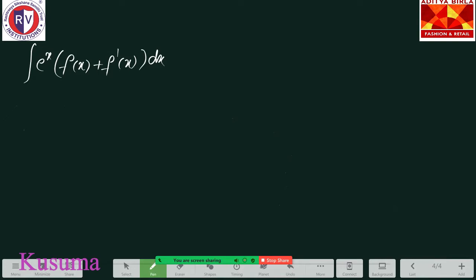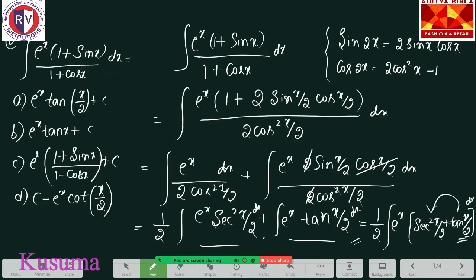Ma'am, I did not understand. You did not understand. See here. So there is a 1 by 2 here. Okay. So here it will be 1 by 2, not here. So here it is 1 by 2 into secant square x by 2. Here it is e to the power of x into tan x by 2. Okay, so e to the power of x is common in both the terms.